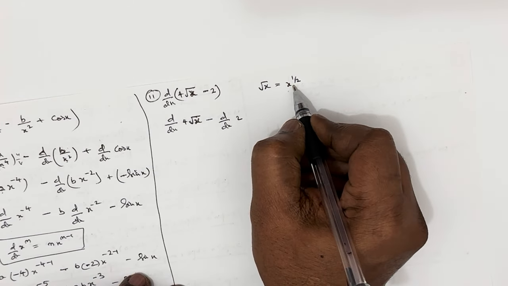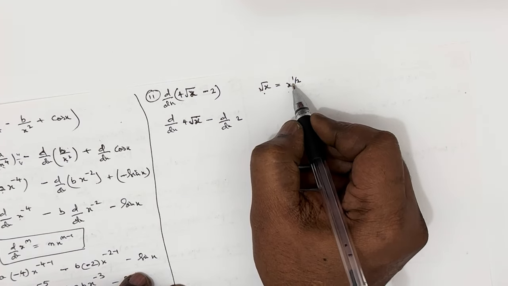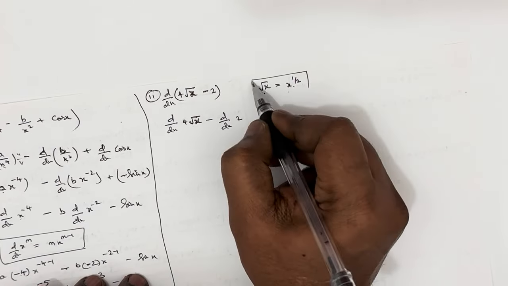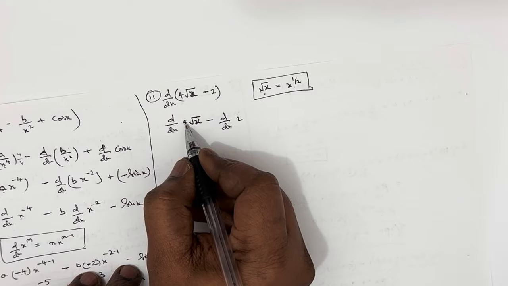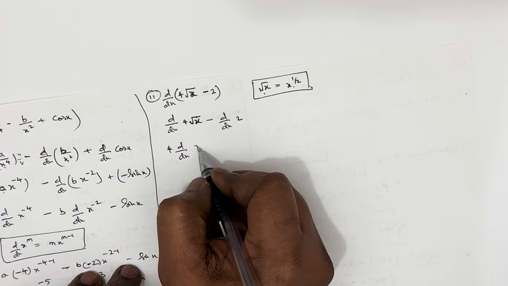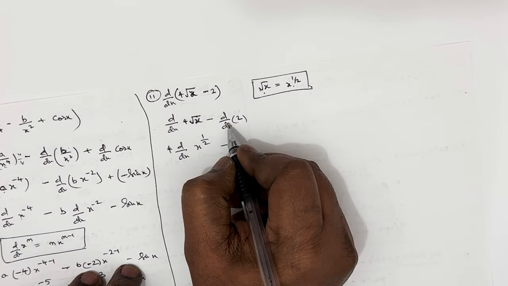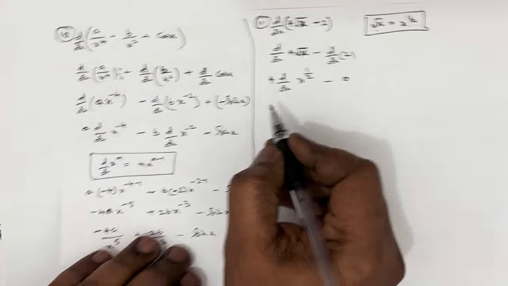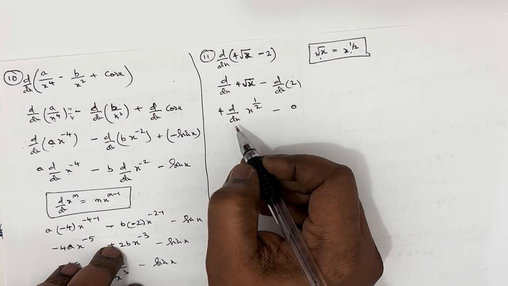Root x can be written as x raised to 1 by 2, or vice versa. So let's change this to this form. So now taking this 4 out, 4 d by dx of x raised to 1 by 2, minus the derivative of a constant is 0. So now this is again in the form x raised to n, the power rule, so let's use the power rule method.